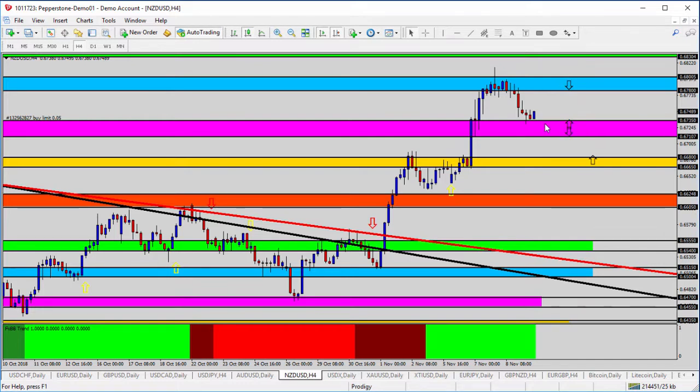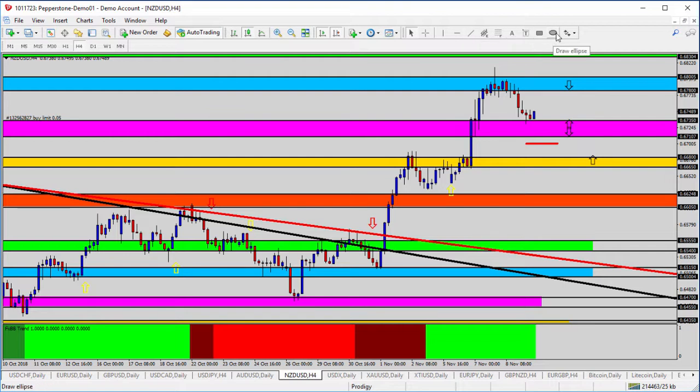If you want to use kind of a two-stage entry strategy, you could enter it here and at the pink zone, but all in all, your risk is underneath. Your stop loss is going underneath 67.10. That way, if it breaks lower, you are none the worse for wear.